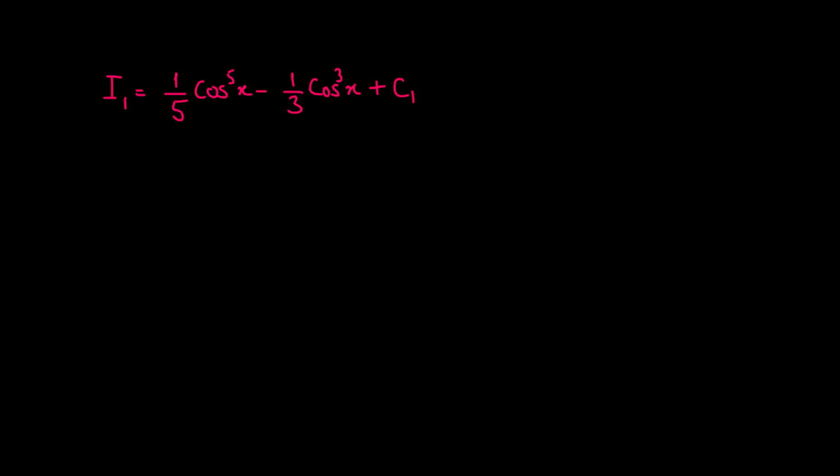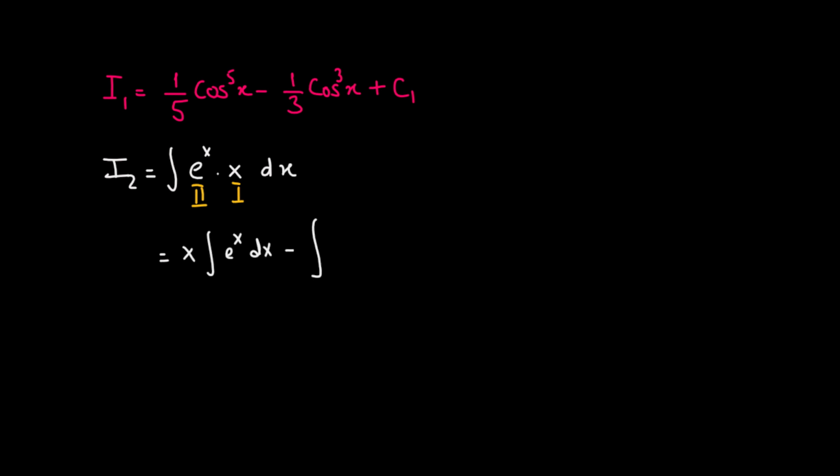Now we compute the second integral I2, which is e raised to the power of x times x dx. We begin by considering e raised to the power of x as the second function and x as the first function, such that integrating by parts gives us x times the integral of e raised to the power of x dx, minus the integral of the derivative of the first function times the integral of the second function, whole integrated with respect to x.